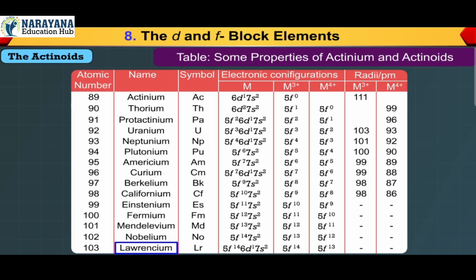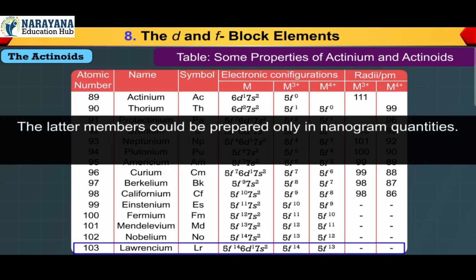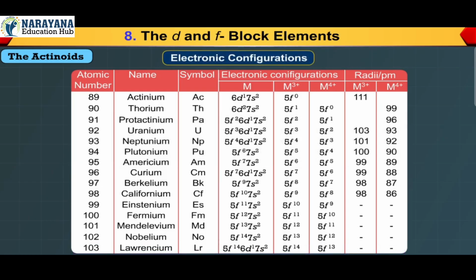103, lawrencium, Lr, 5f14 6d1 7s2, 5f14, 5f13. The actinoids are radioactive elements and the earlier members have relatively long half-lives. The later ones have half-life values ranging from a day to 3 minutes for lawrencium, that is, Z equal to 103. The later members could be prepared only in nanogram quantities. These facts render their study more difficult.